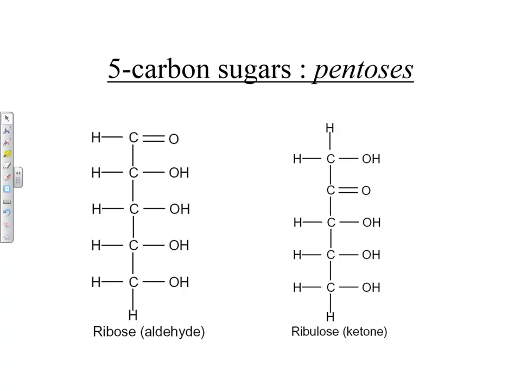You can have examples of monosaccharides in aldehyde and ketone forms for many different values of N, but our primary interest here is N equal to 5 and N equal to 6.